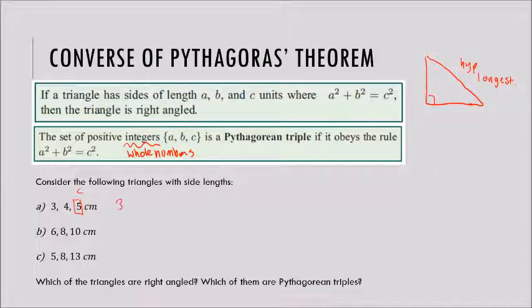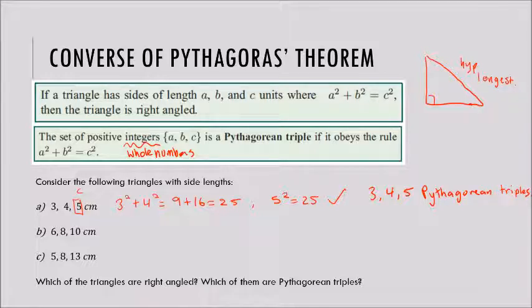So we have 3 squared plus 4 squared. That's equal to 9 plus 16, which is equal to 25. Now, what's 5 squared? That's 25. So that means yes, we have that 3, 4, and 5 are Pythagorean triples. So that's good to know.